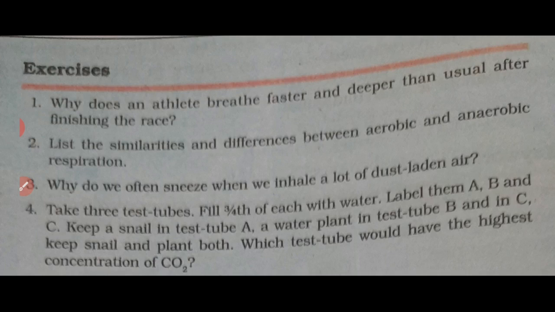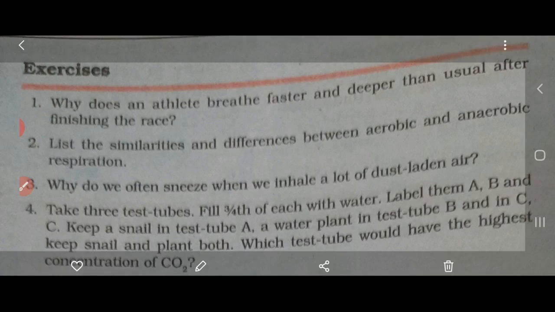If you see test tube A, it is only the snail, so it respires out carbon dioxide. And in B, the plant will be using carbon dioxide for photosynthesis and also for respiration. And in test tube C, the plant as well as the snail are present, so they will be mutually benefited. So the carbon dioxide level will be low, and in test tube B also the level will be low. And in A, only the snail is present. So think of that and give out the reason.